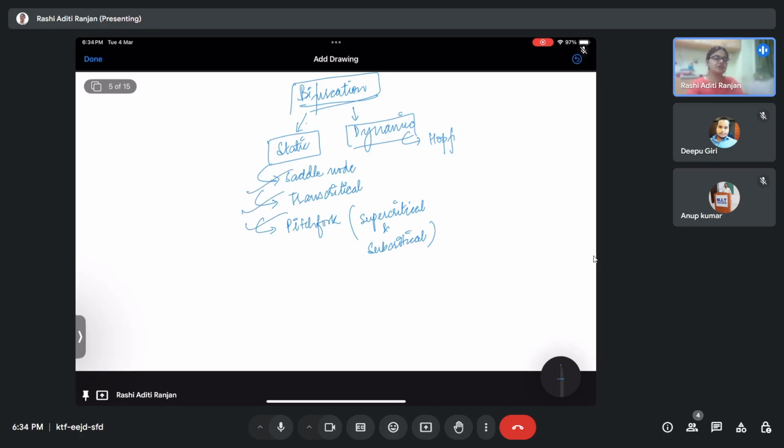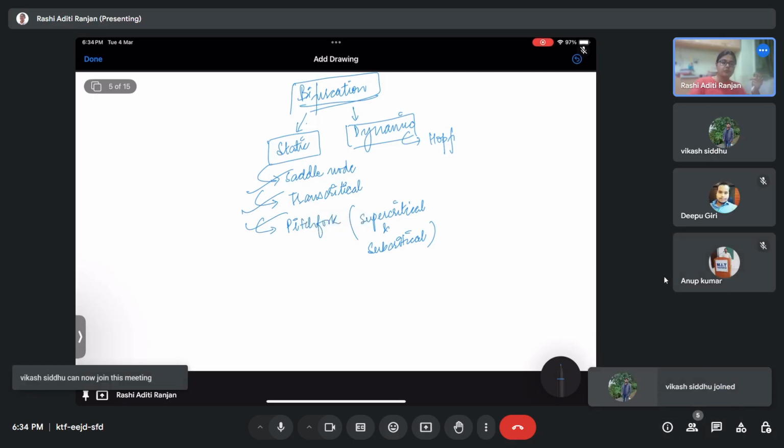Again, just for the revision, and for showing that earlier when we discussed these kinds of bifurcations, we actually quantized the stability on the basis of the plot, that is, on the basis of how my x dot is varying with respect to x.